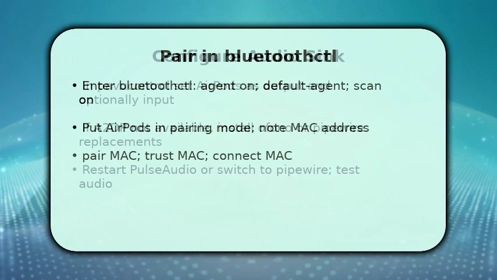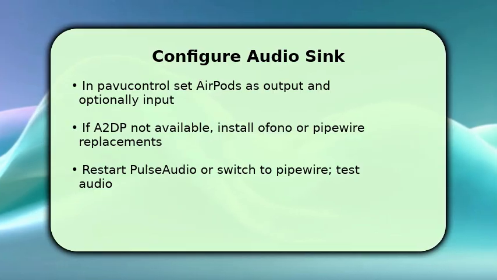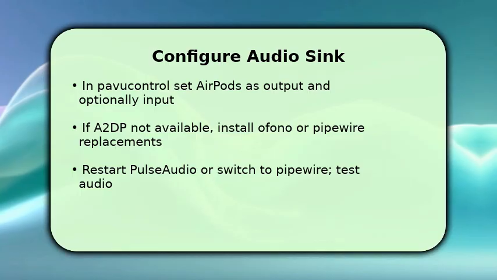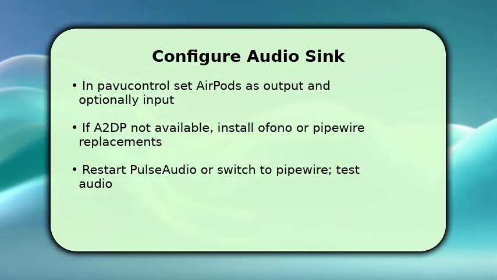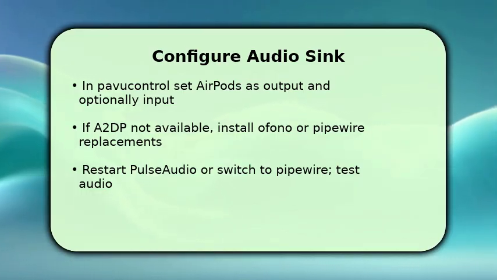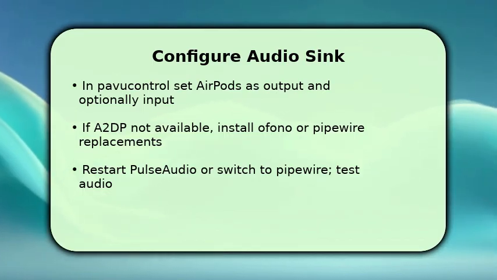Finish by routing audio correctly and resolving common codec issues. Open pavucontrol and set your AirPods as the output sink and set the profile to A2DP for high-quality audio. If you need a microphone, switch to hands-free audio for input, but expect lower quality. If A2DP profiles are missing, install PipeWire or its replacements, and restart PulseAudio or enable PipeWire media services. Test audio playback and microphone.